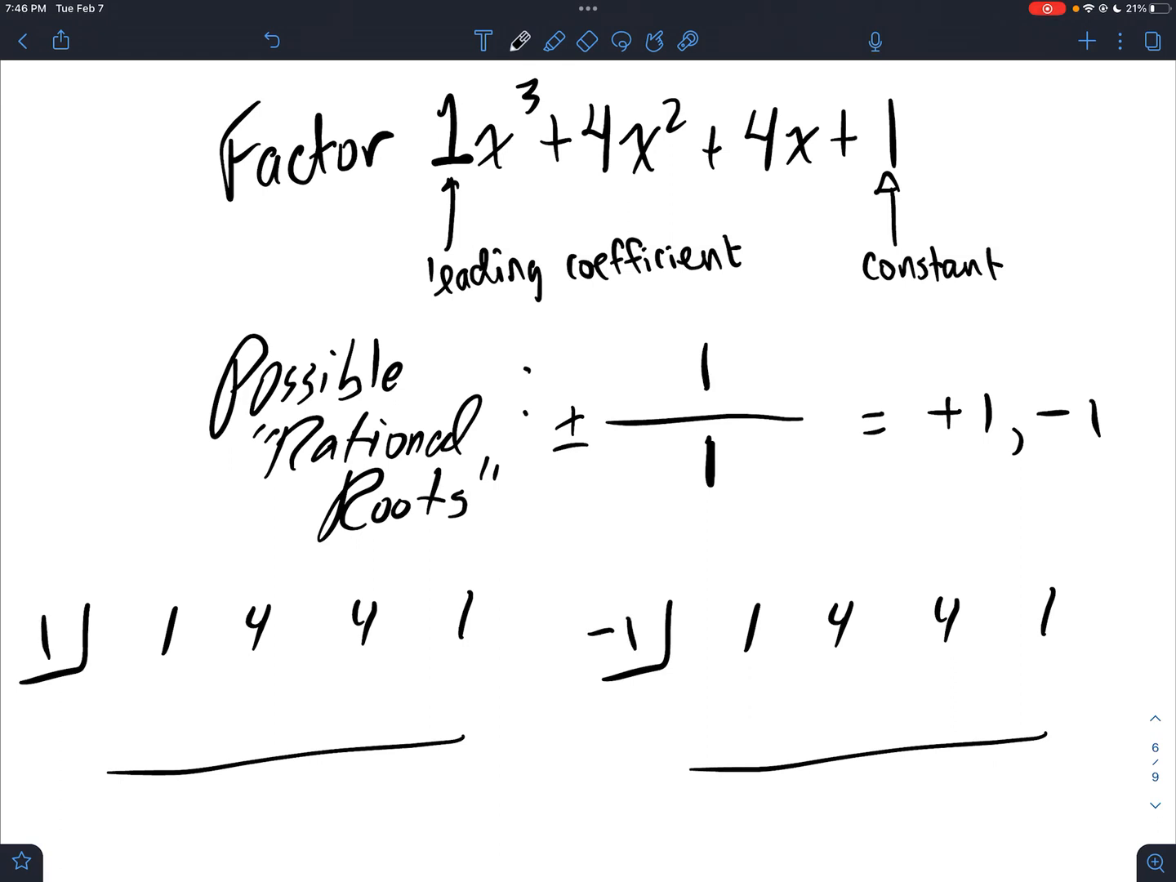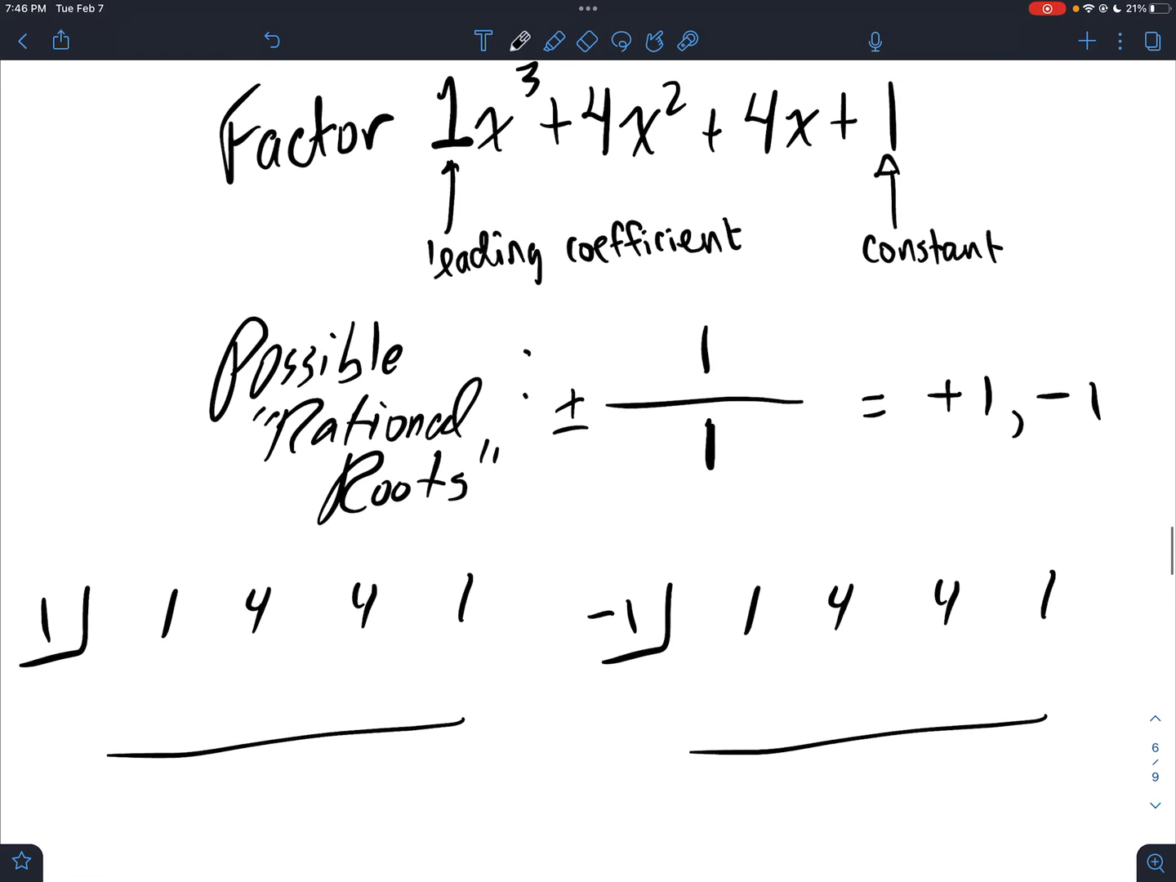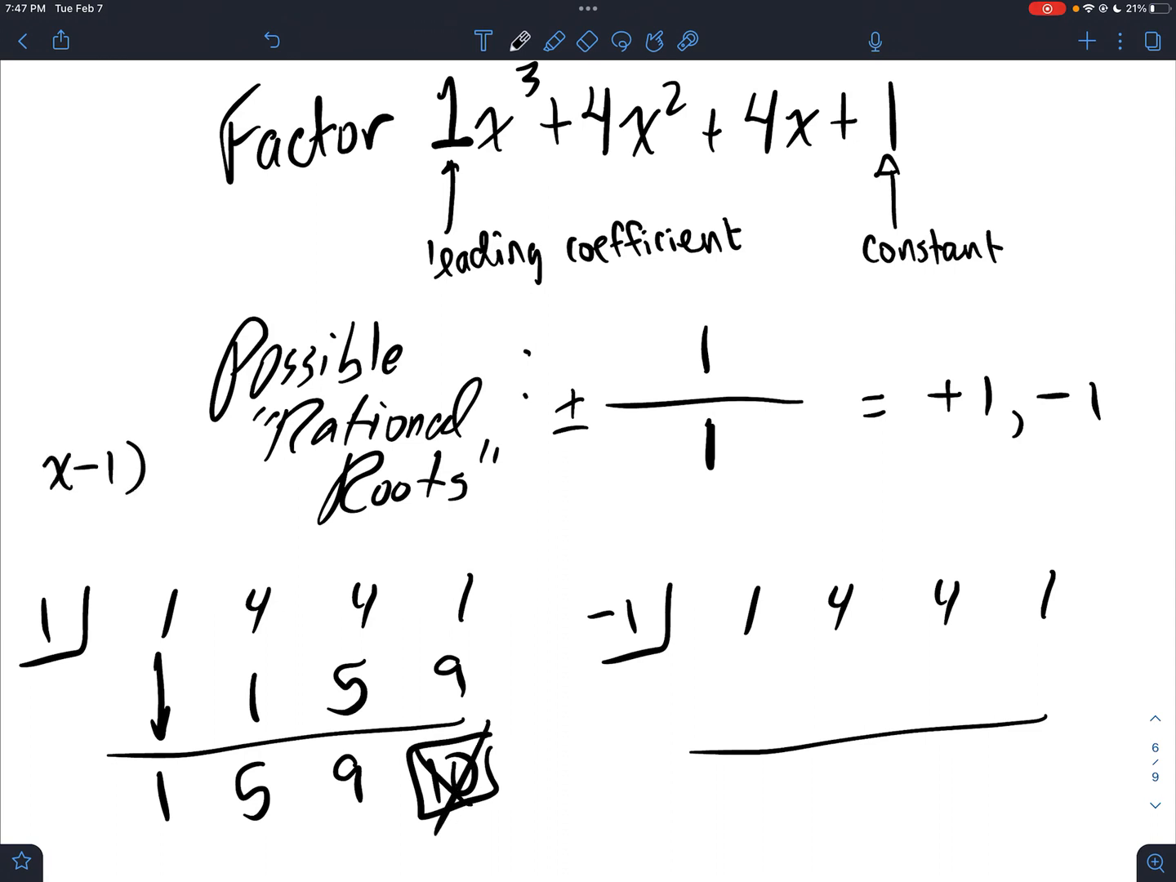You set up as many synthetic divisions as you need. So I'm going to try synthetically dividing by 1 and also by -1, and we're going to see if we get lucky and get a remainder of 0. So if I bring down this 1, I'm going to multiply by 1, add down, multiply by 1, add down. This 10, no good. That means that x minus 1, which is the same thing as the 1 here, is not a factor of our cubic, and x equals 1 is not a root. It's not an x-intercept. It doesn't show up when we expand out the cubic. So that's no good. We failed there.